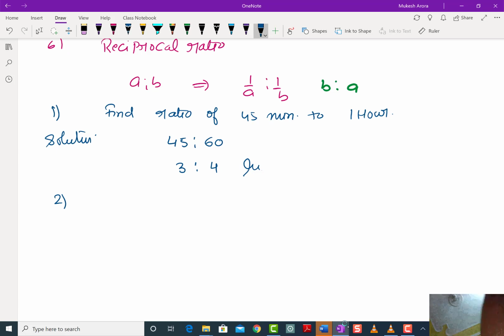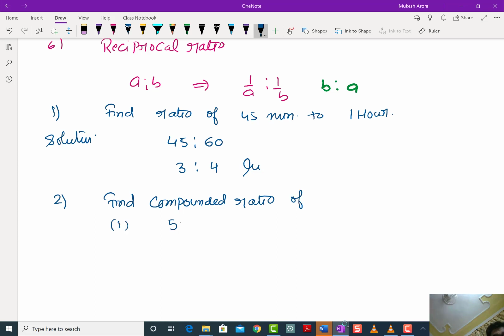Second question is, find the compounded ratio of number 1, 5:7 and 2:3. Number 2, 2:3, 3:4, 2:5.